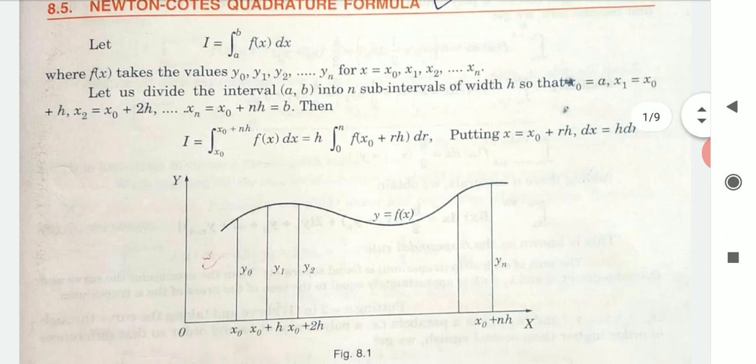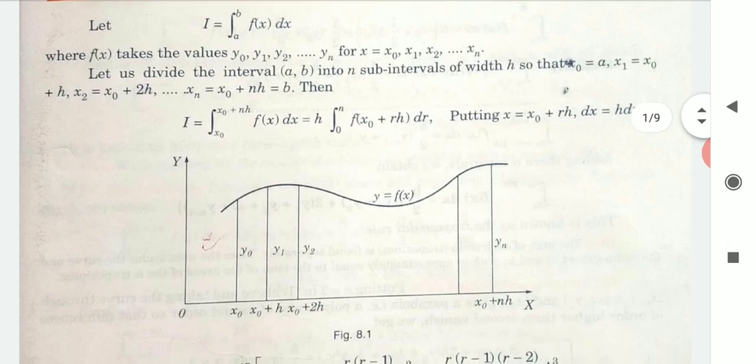Now what we are going to do next, let us divide the interval a to b, lower limit to upper limit, into n sub-intervals of width h, so that x0 is equals to a. You can see this, refer figure 8.1. So that x0 is equals to a, and the last point x0 plus nh will be equals to b.